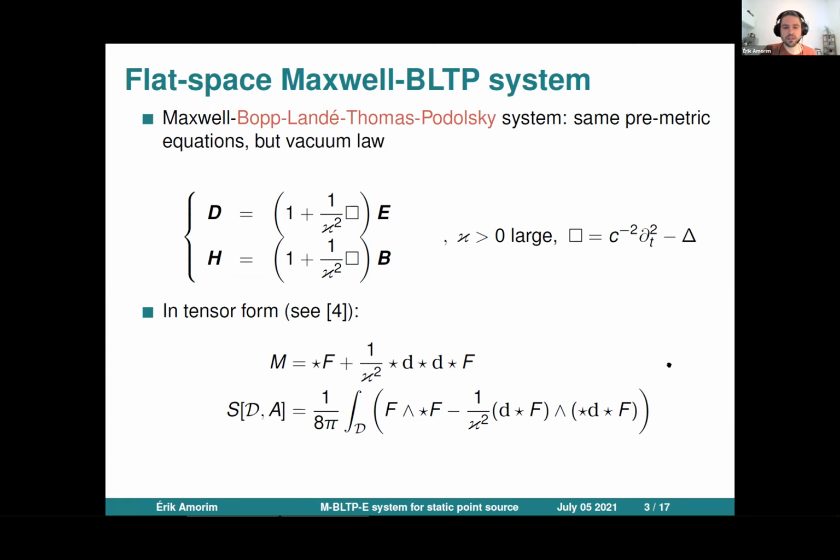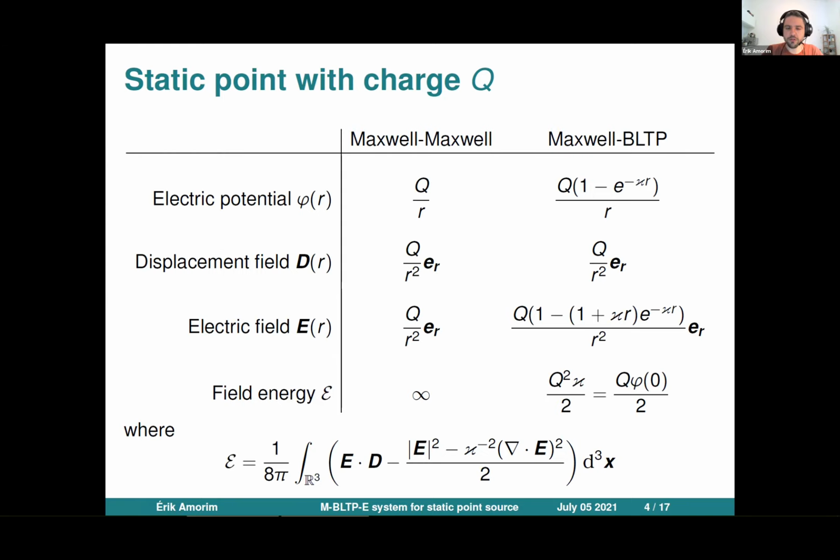And just so, for the remainder of this talk, we only have one particle with charge Q, and it's just sitting at the origin of its spacetime, so it's static. So you don't have magnetic fields B and H. Let's just talk about D and E. And E comes from a potential function phi. So I have here a little table of comparison. Maxwell, for example, has this Coulomb potential Q over r, but Maxwell BLTP is going to have a modification of it that's very small for large r. So if you are away from the particle, you basically see the regular Maxwell equations. But if you are close to the particle, you see that this expression here actually makes the quantity phi of zero defined.